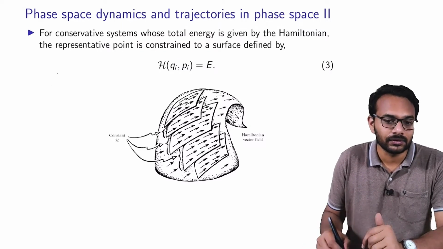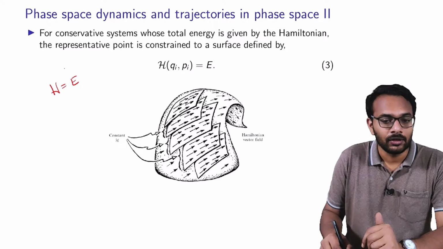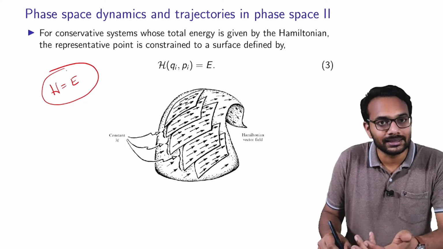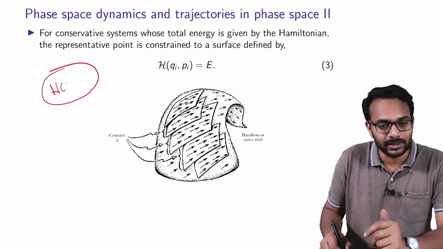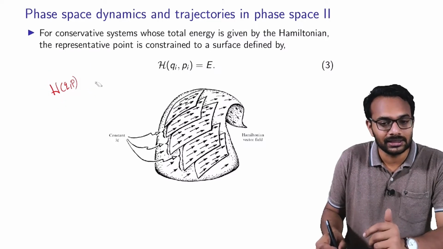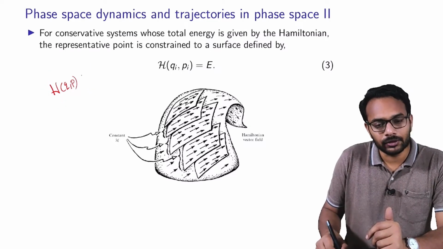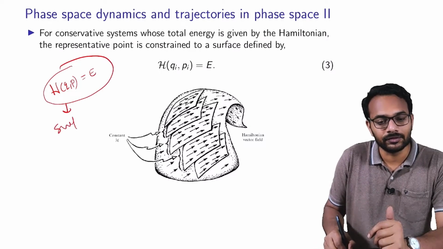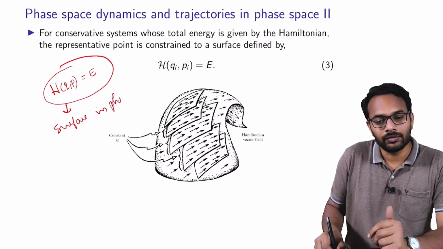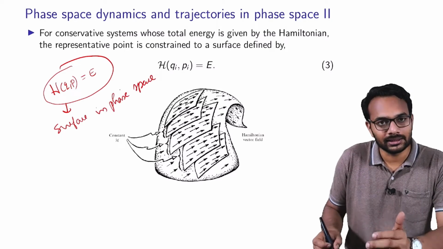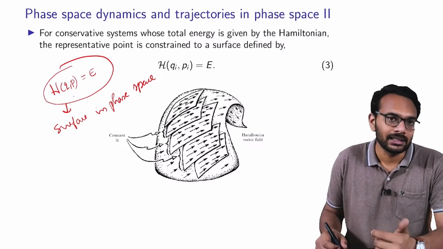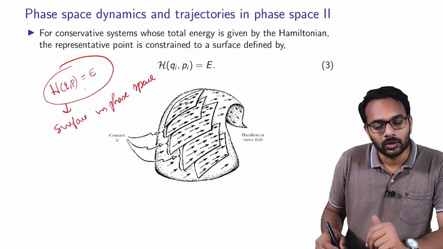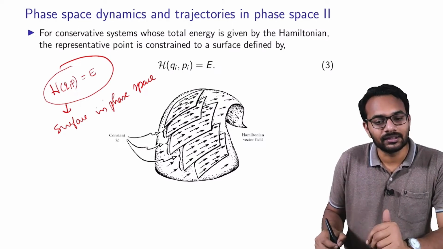Why is it constrained to a surface? Because the Hamiltonian is the total energy, for a conservative system H has to be equal to E. The energy is conserved, it cannot change. Now this H is a function of the phase space variables q and p. So H of q comma p is equal to E. This defines a surface in phase space. I think it's kind of obvious: if we have a function of the form f of x comma y comma z equal to a constant, then we have a surface in that space. Similarly, this defines a surface in phase space.